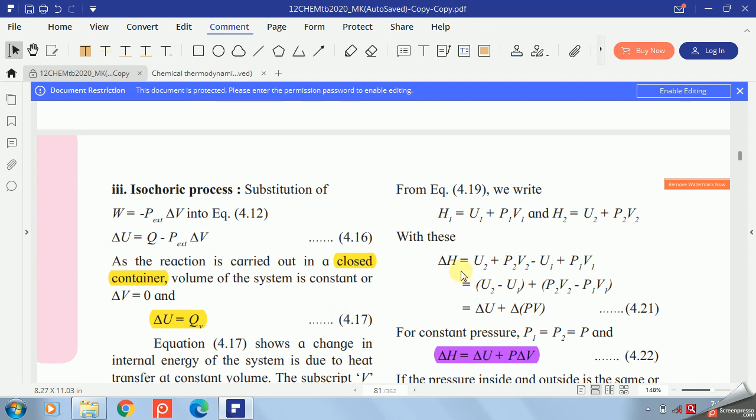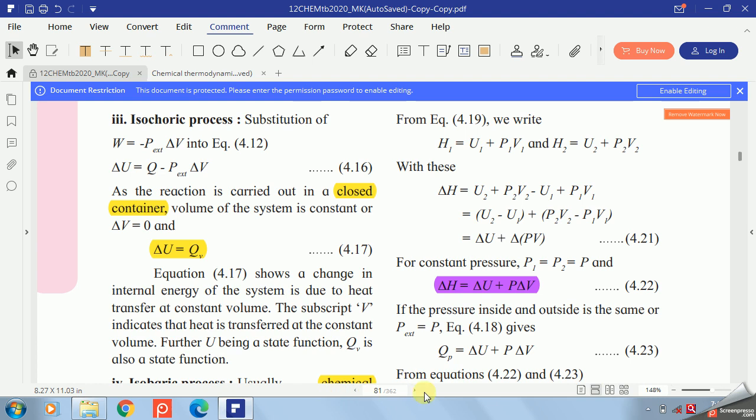Then substituting H1 and H2 in the previous term, delta H is equal to U2 plus P2 V2 minus U1 plus P1 V1. Rearranging this, we get U2 minus U1 plus P2 V2 minus P1 V1. This is the change in internal energy, denoted by delta U. Then P2 V2 minus P1 V1 is the change in pressure-volume type of work, delta PV. We kept pressure constant, so P1 and P2, the initial and final pressure, remain constant, and we write P and keep it outside, so P into delta V. So you have to write this also. It is your final equation: delta H is equal to delta U plus P delta V.